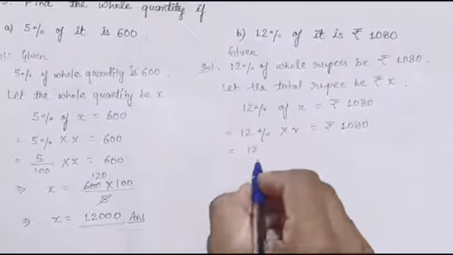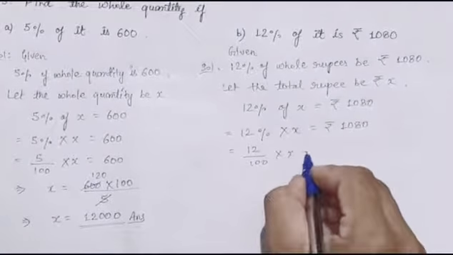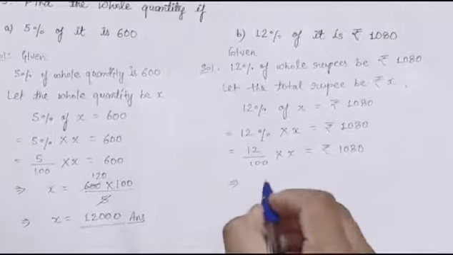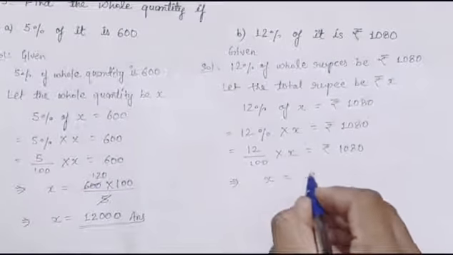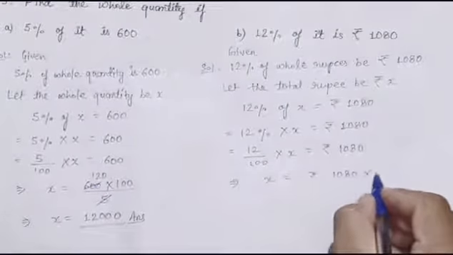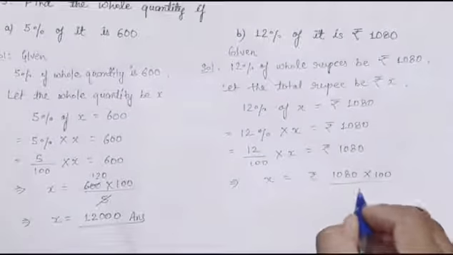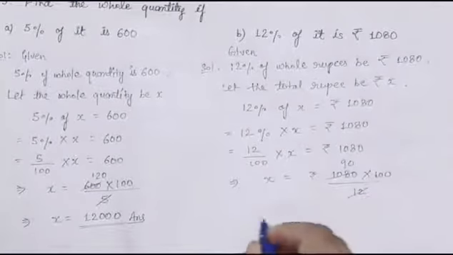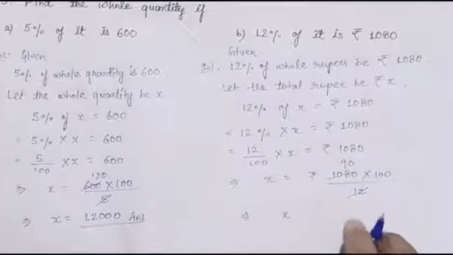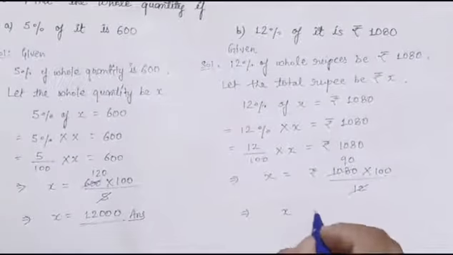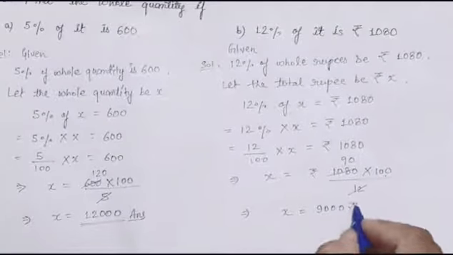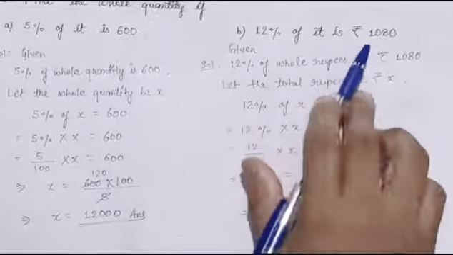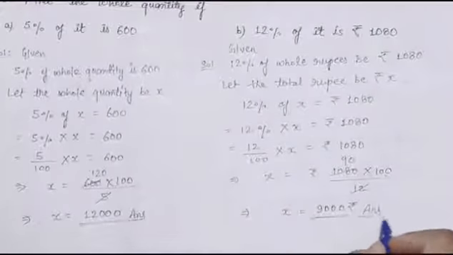12% means 12 by 100 into X is equal to rupees 1080. Now from here it implies that X is equal to rupees 1080 into 100 divided by 12. Now you know 12, 9 times 100, 8, so 90 here. So it implies that X is equal to 90 into 100, that is 9,000 rupees. It means the total is 9,000 rupees, of which 12% is 1080. So this is our required answer.